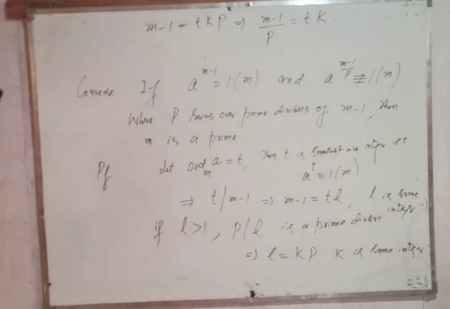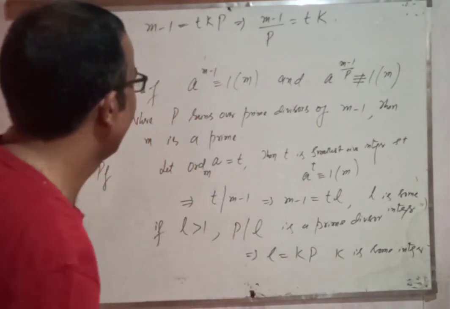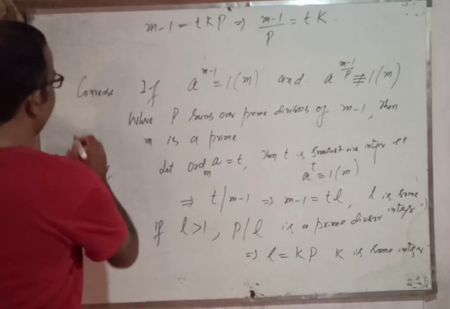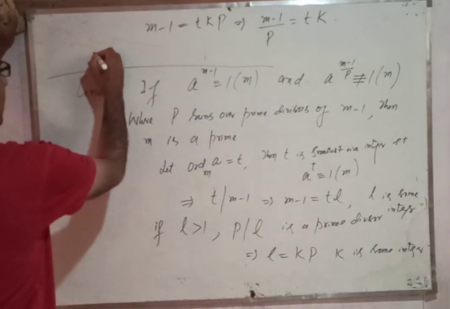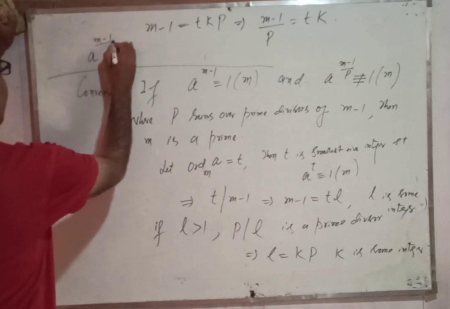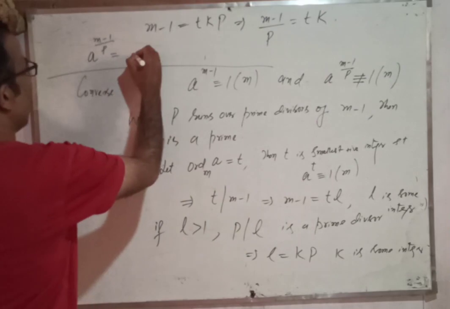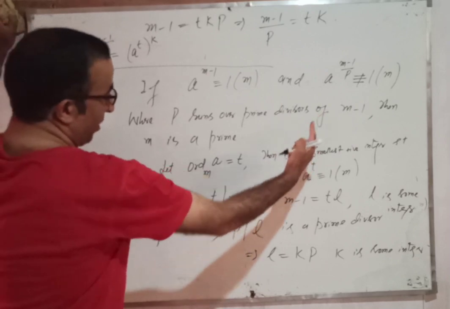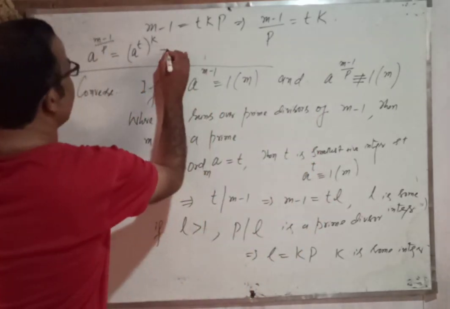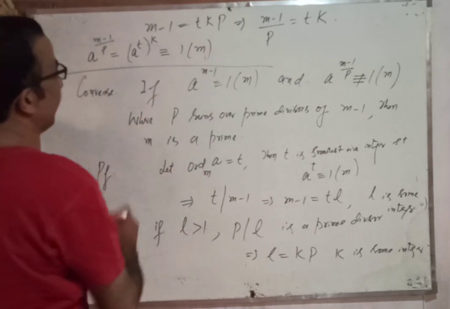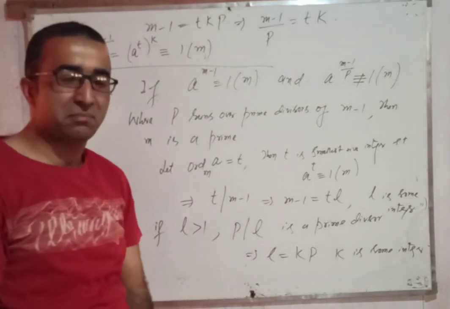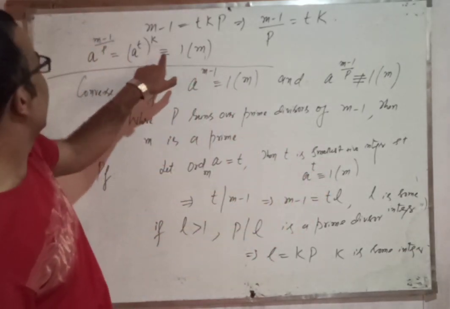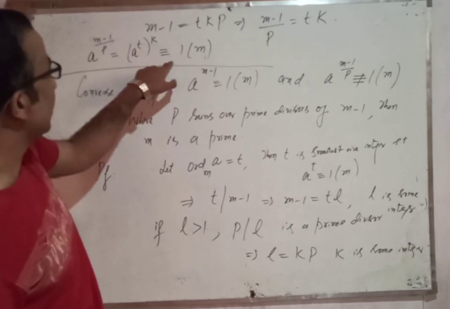Now you can see here, a power t is congruent to 1 mod m. Now let me calculate a power m minus 1 over p. This is equal to a power t, then power k. But I have a power t congruent to 1 mod m. So this will be congruent to 1 mod m, because you have 1 power k, that's 1. So a power m minus 1 over p is congruent to 1 mod m.